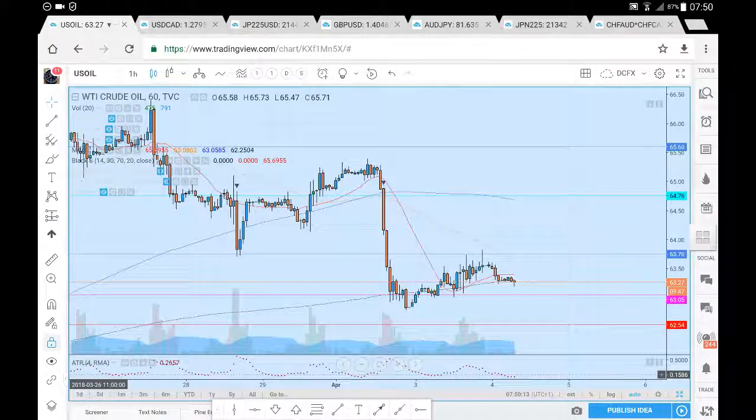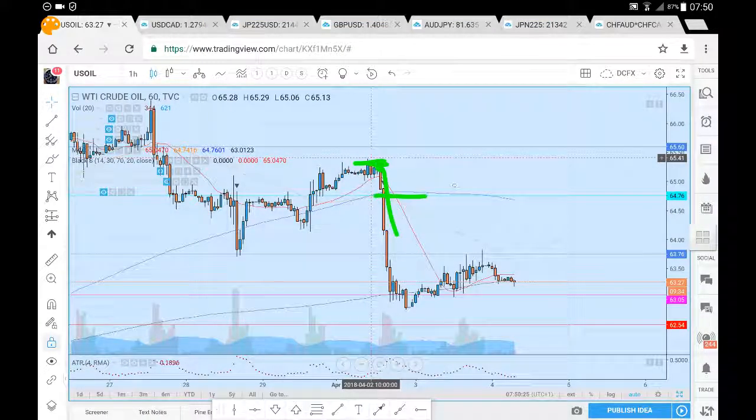So this is the US oil analysis for Wednesday, the 4th of April. Now, let's just have a look at where prices are and where prices may likely go. So, previously, we did see sell side momentum coming into the market, breaking down from this 64.76.